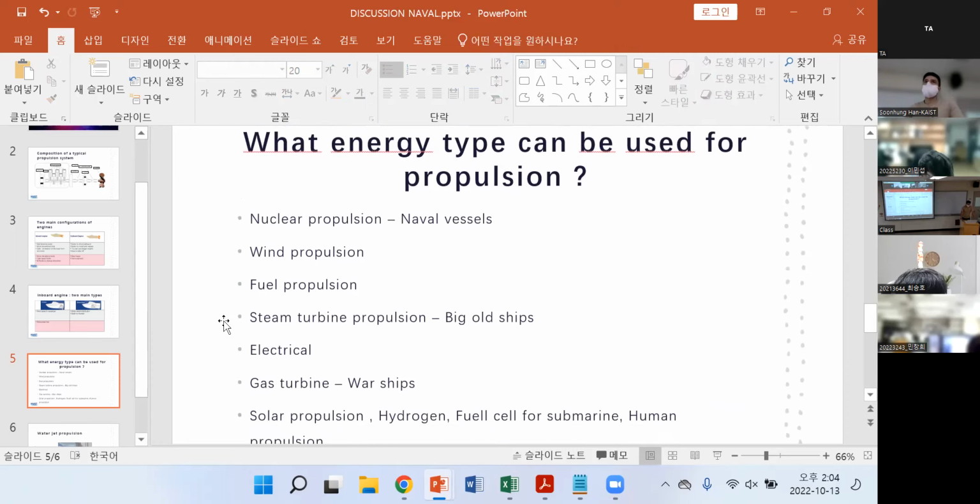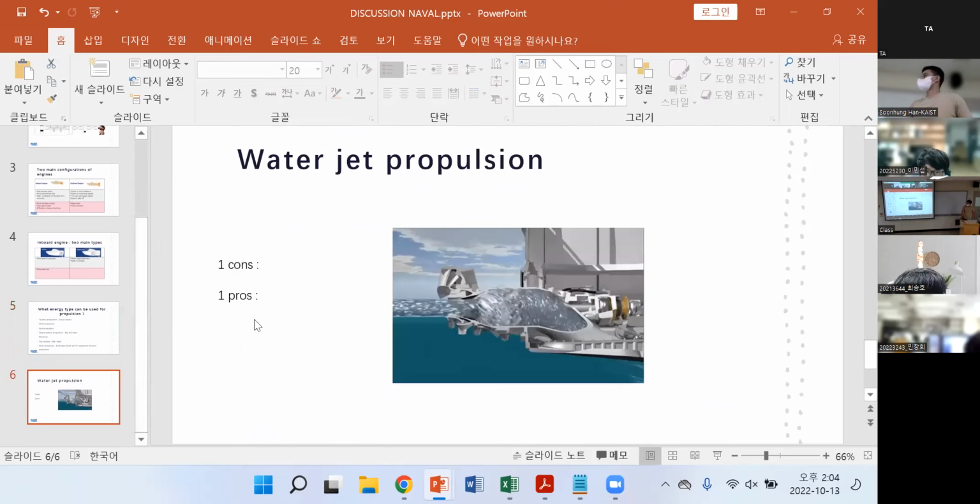There is one kind of propulsion that we have not mentioned, and I think it's quite innovative. So let's have a look at it. It's the water jet propulsion. The water is absorbed, and then the turbine starts rotating and creates a jet of water. Thanks to that, you can control the flow, the speed, and also the direction of the jet.